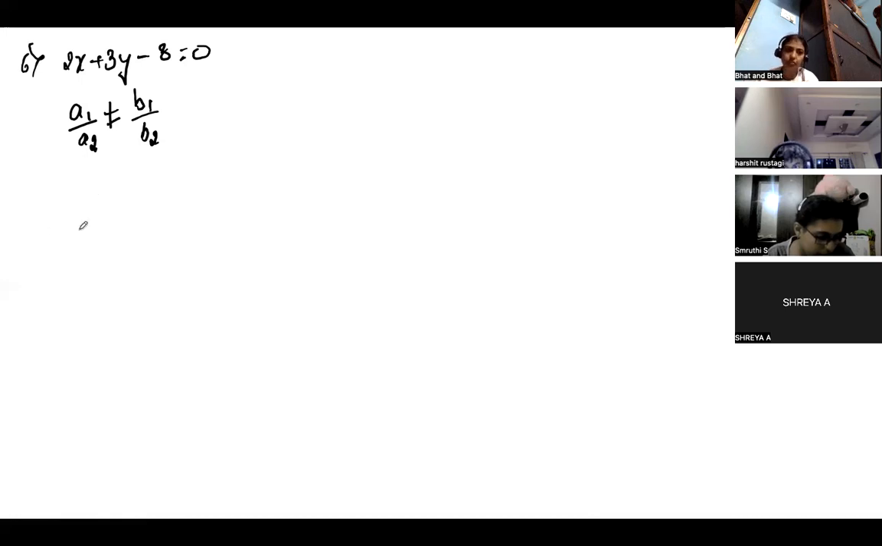What about this equation? 4x minus 4y minus 5 equal to 0. We have to do this if we take another equation. We're just guessing right now, right?